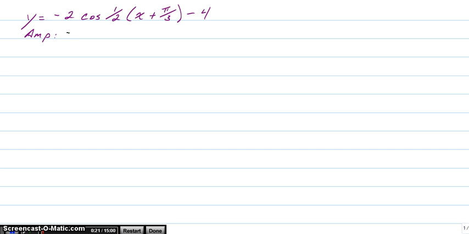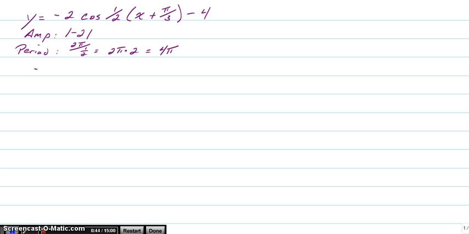So as I look at this here, the amplitude of this particular graph is -2. The period of the graph is going to be 2 pi over 1/2, which is the same thing as 2 pi times 2 over 1. So this thing has a period of 4 pi.